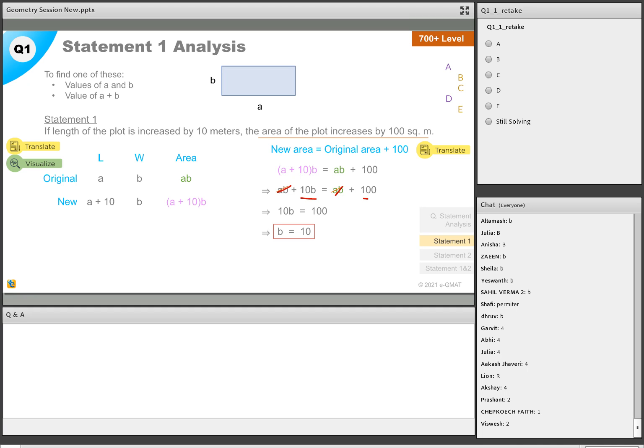So I do get the value of b, but I do not have the value of a. Now, since I do not have the value of a, I cannot get either this or this. So I had to get either of these two to get to the final answer. But since from statement 1, I cannot reach that position, the first statement is an insufficient statement to answer this question. Please tell me if the analysis till this point is clear to all of you or not.